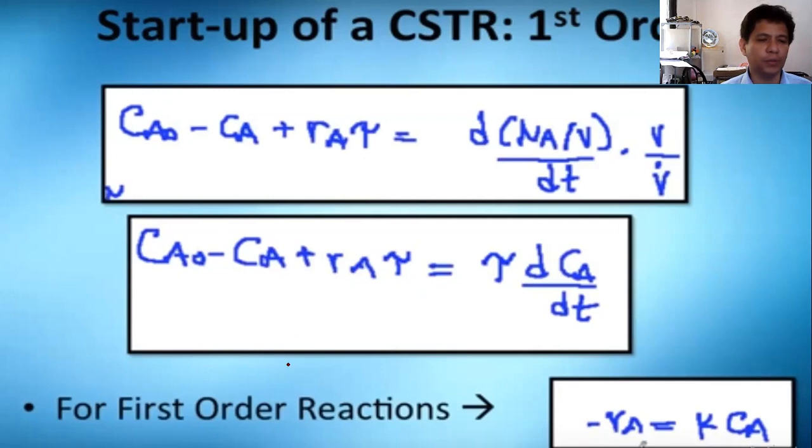Now we're going to derive the startup time for a CSTR when you have a first order reaction. For a first order reaction, r_A is equal to negative k C_A. So we're going to substitute this equation over there.